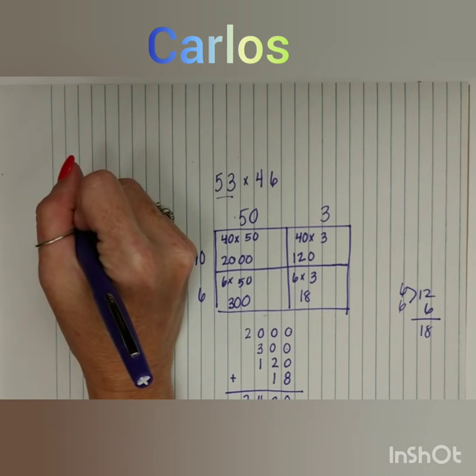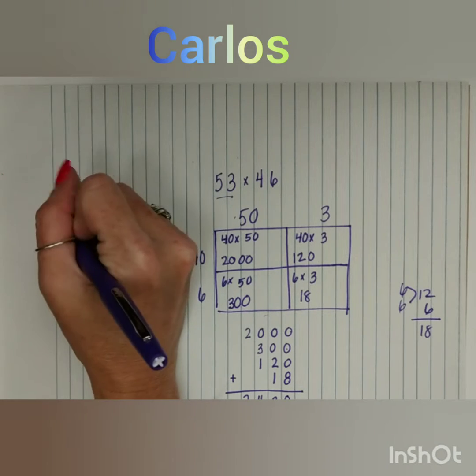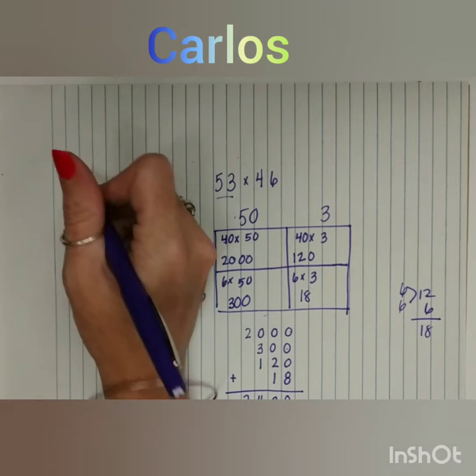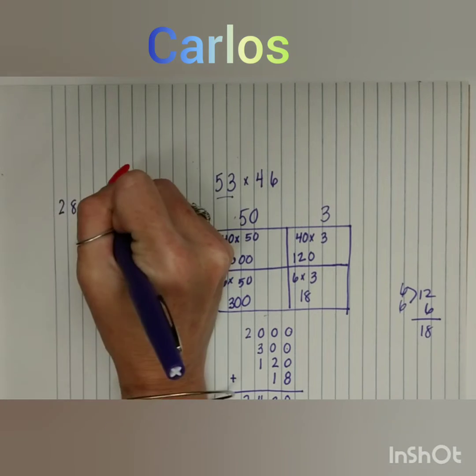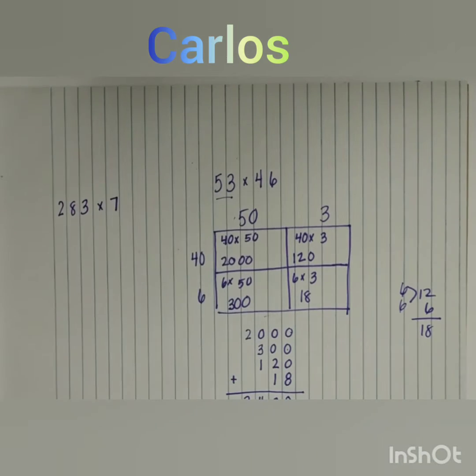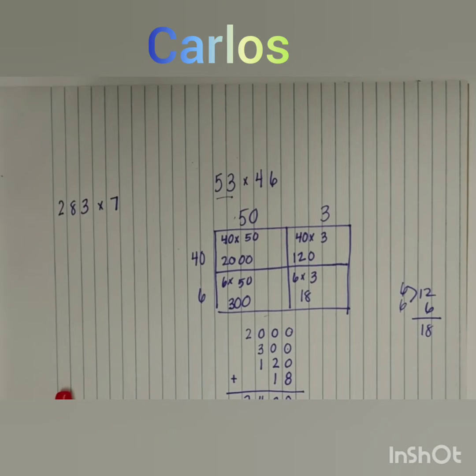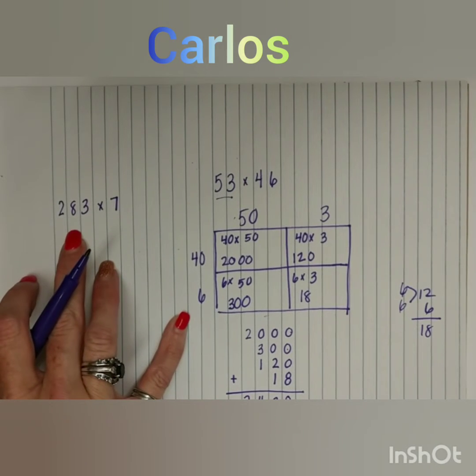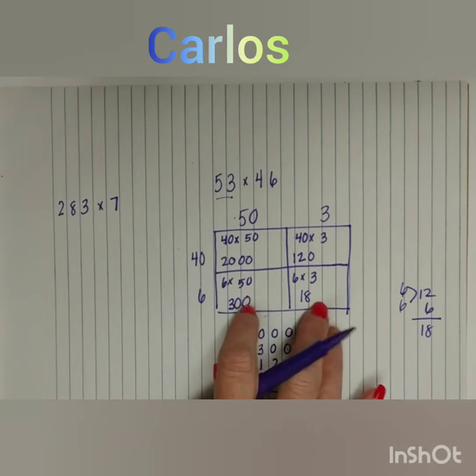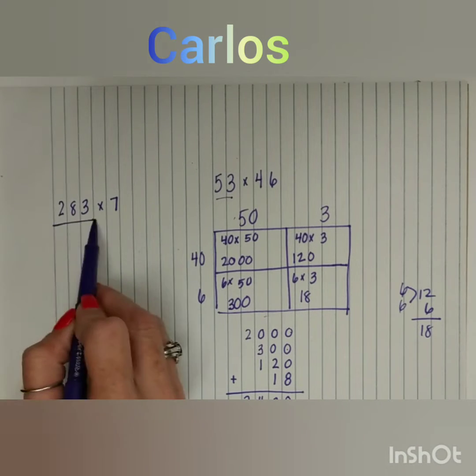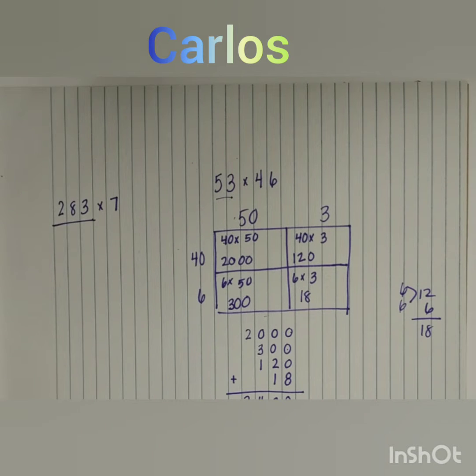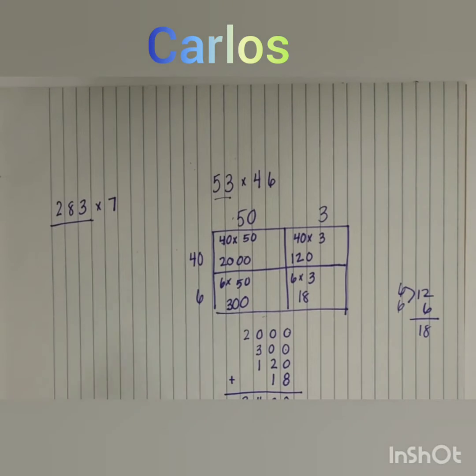All right, the next thing is they said multiplying 3-digit numbers by a 1-digit number. So 283 times 7. Okay, so when we're doing something like this, you are still using the same type of strategy, the partial products, to solve this. So I'm going to break apart this number into place values. So tell me what that is in place value.